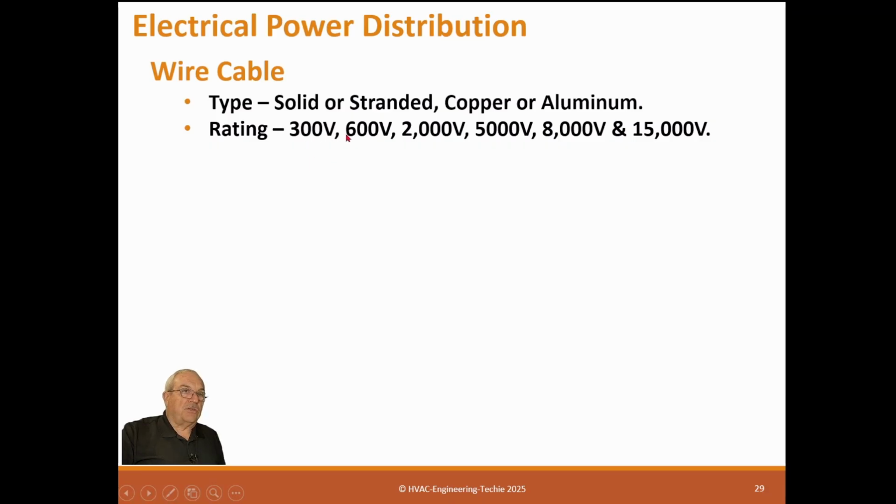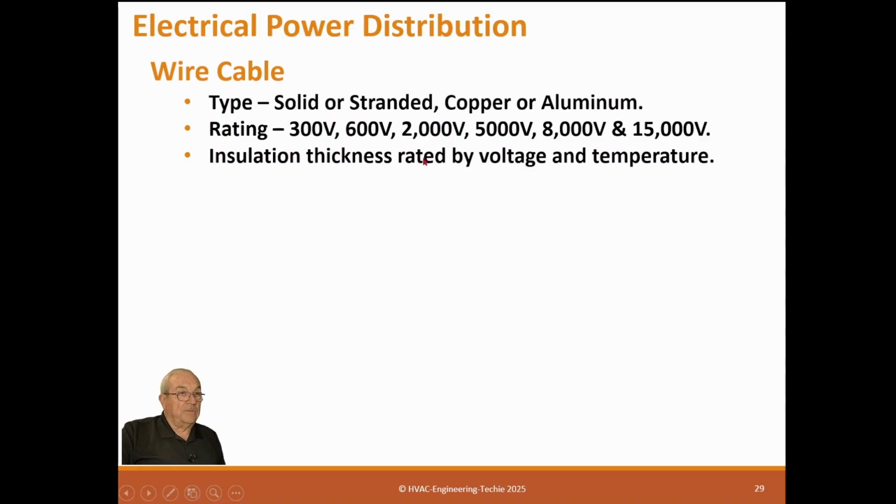But its ratings are 300 volts, 600 volts, 2,000 volts, all the way up to 15,000 volt cable, because you can have those different distribution systems. Now, you need to pay attention to that because there are many places you can't use 300 volt cable. And a lot of people don't know that. I've caught a lot of control contractors that use 300 volt cable into a panel that has 120 volts, not allowed, because the lowest voltage cable for line voltage is 600 volt cable.